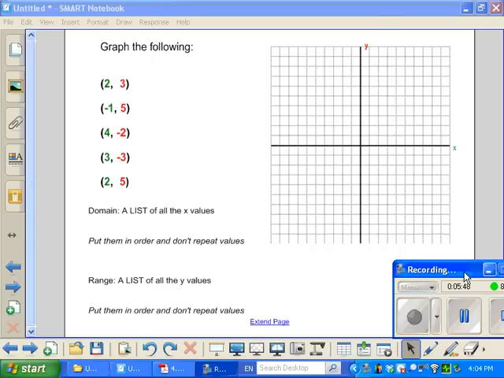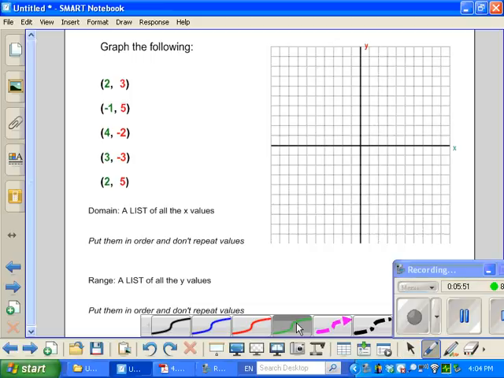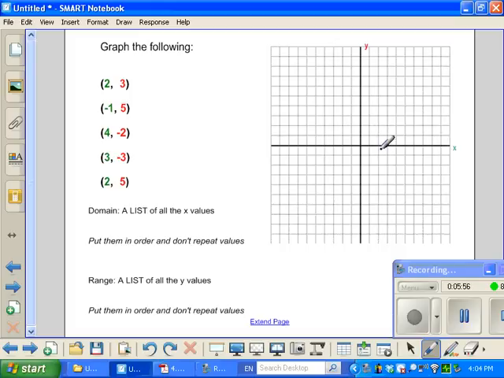Graphing the following. I'm going to do this really, really quickly, talking as I go. 2 comma 3 is positive 2 for x and positive 3 for y. So it's that point there. Negative 1, positive 5 is negative 1 for x and positive 5 for y. So that's it right there. 4, negative 2 is positive 4 for x and negative 2 for y. That's right there. And 3, negative 3. Well, that's positive 3 for x and negative 3 for y. And positive 2 and positive 5. That's hanging out up over here.